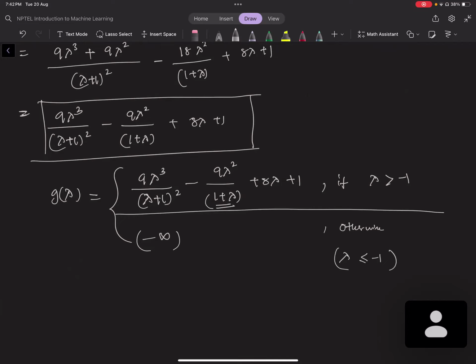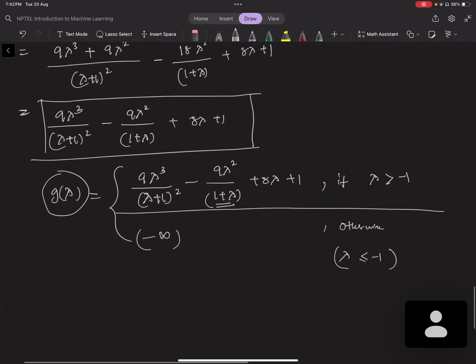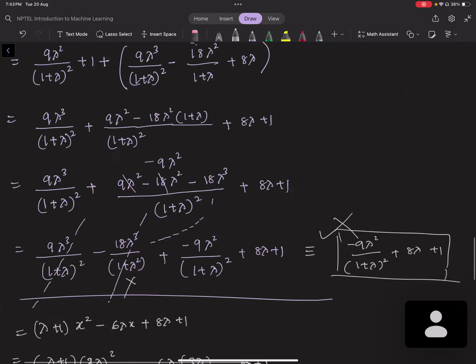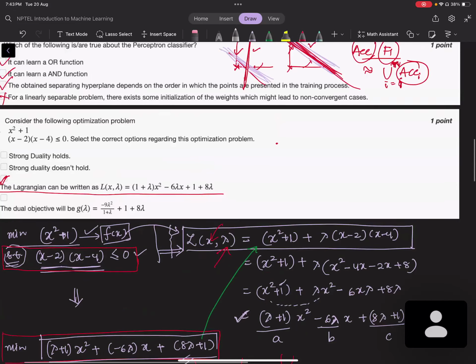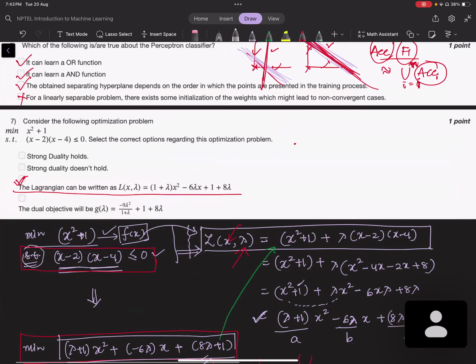And since we can find this g equal to lambda, we can say that strong duality holds. So there is the option: strong duality holds, or strong duality doesn't hold. Since the optimization problem is convex, and there are points in the relative interior of the domain, we can say that strong duality holds.